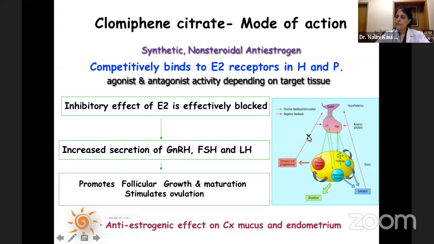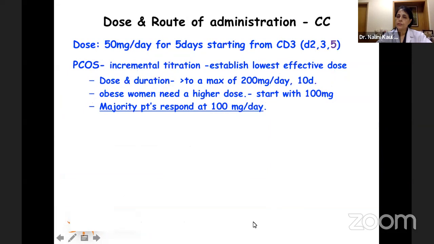So you have this estrogen plus the estrogen that is secreted by the growing follicles. Therefore you have a supraphysiological level of estrogen in the circulation. And that is why in clomiphene, you will have multifollicular development. It is far more common. However, it also has an anti-estrogenic effect on the cervical mucus and the endometrium.